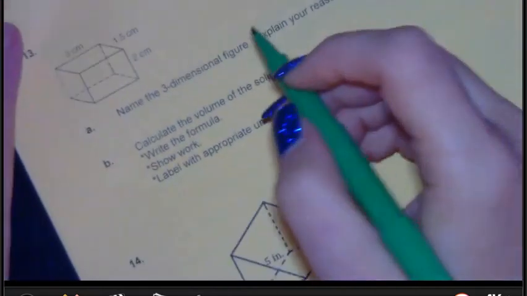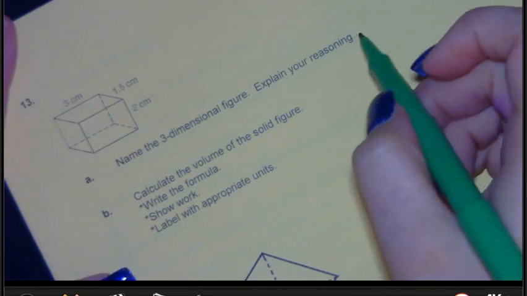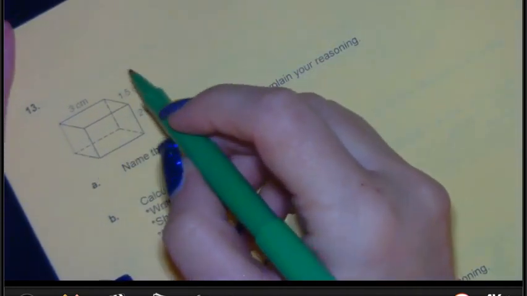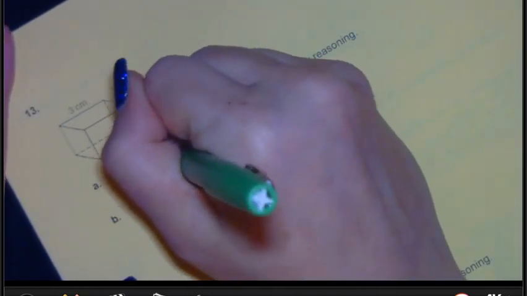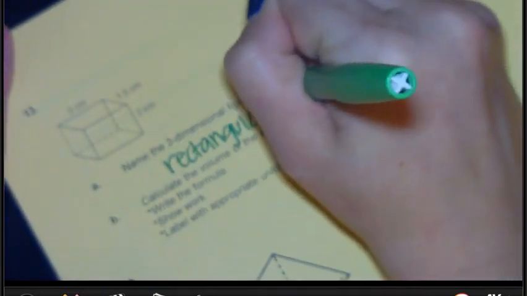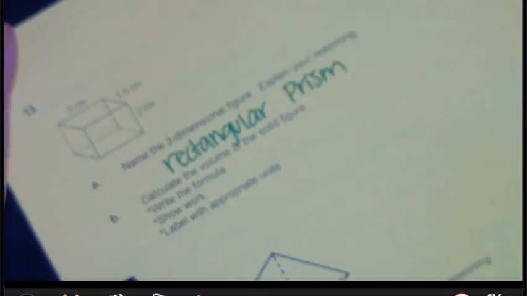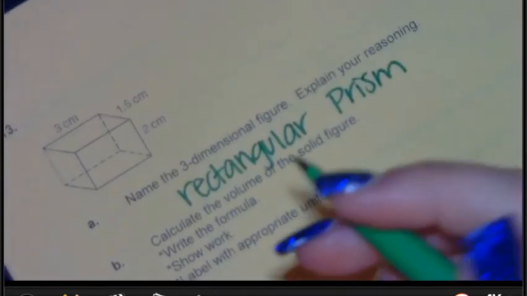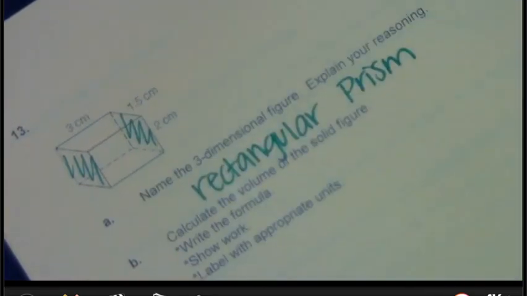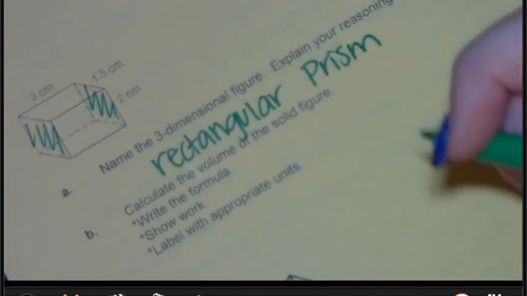All right, number 13, name the three-dimensional figure and explain your reasoning. Well, looks like I have all squares and rectangles, so the name of my shape is a rectangular prism. With a rectangular prism, it's kind of hard to identify which two are going to be your bases. In reality, it really does not matter which two are the bases, only for the rectangular prism. So I'm going to choose my 2 smaller sides to be my bases, because that's going to help me with my formula.